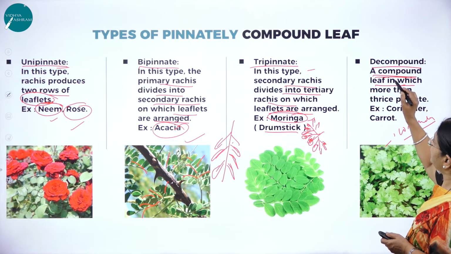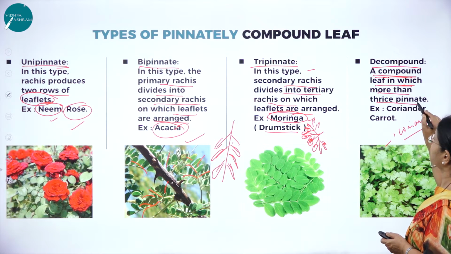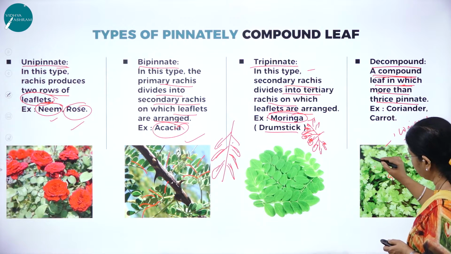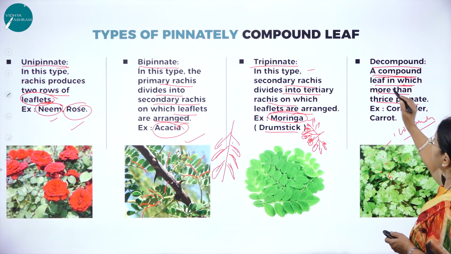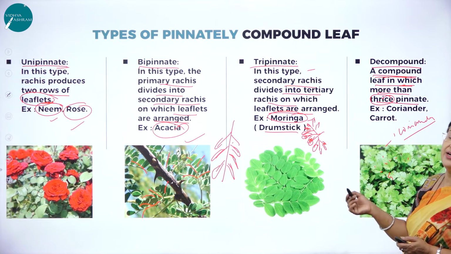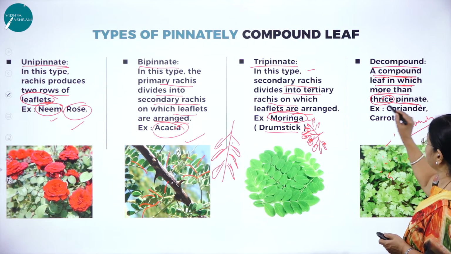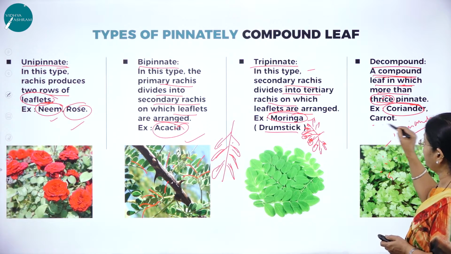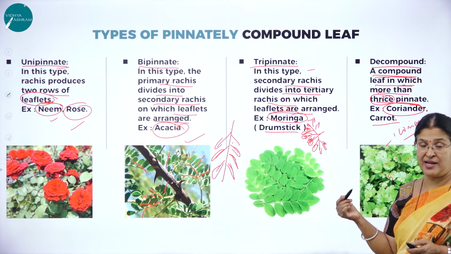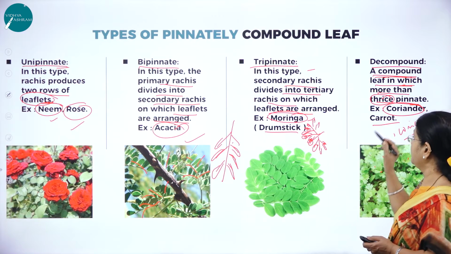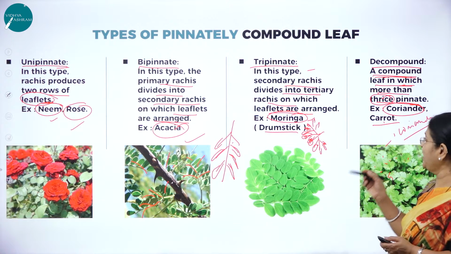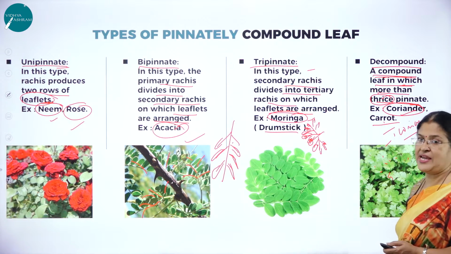A decompound leaf is one in which the leaf is more than thrice pinnate. Here you can see one, here also you can see. More than three times pinnate compound leaf you can find, and such leaves are called decompound. Example coriander, even carrot, right? Carrot grass, even parthenium, if you have observed parthenium grass, there you will observe. Carrot leaves and parthenium leaves look more or less alike, but they are not the same, right? You can take the example of coriander and carrot.